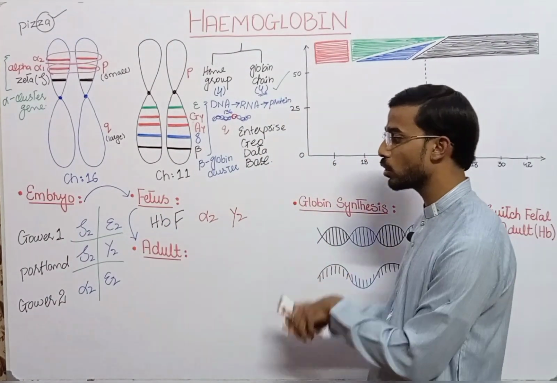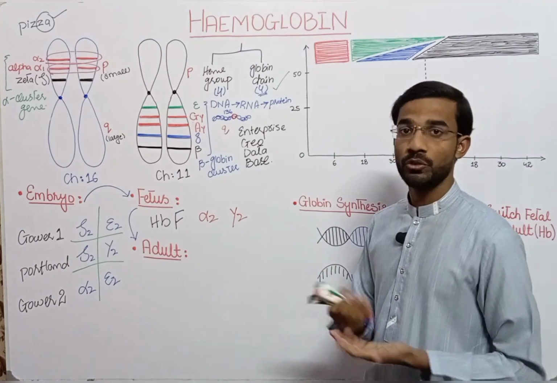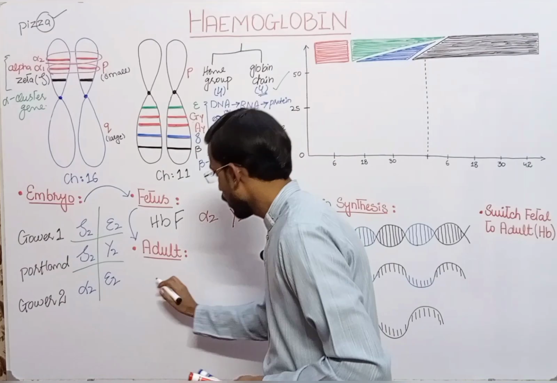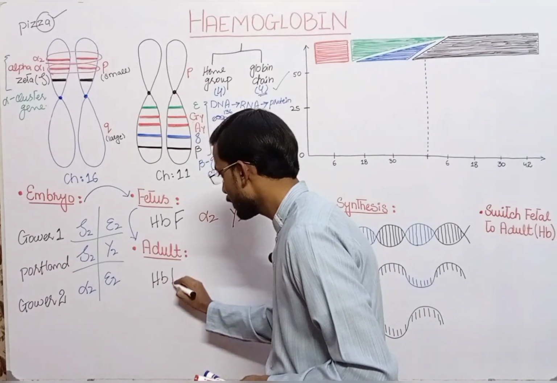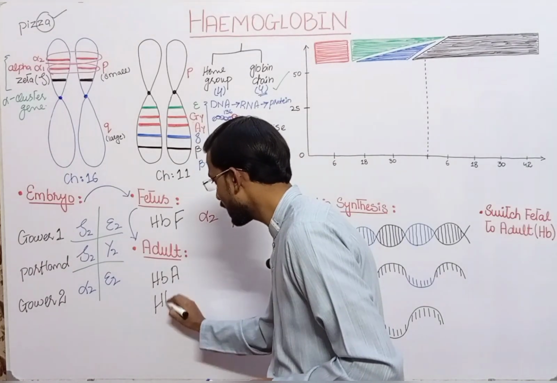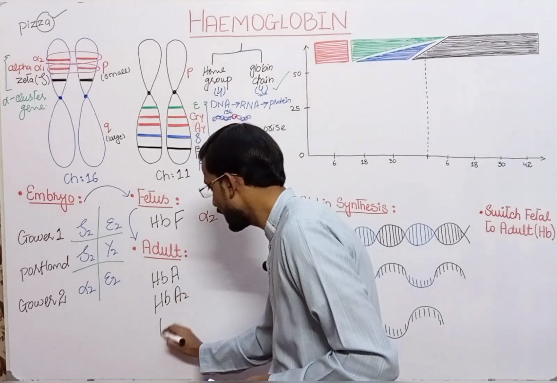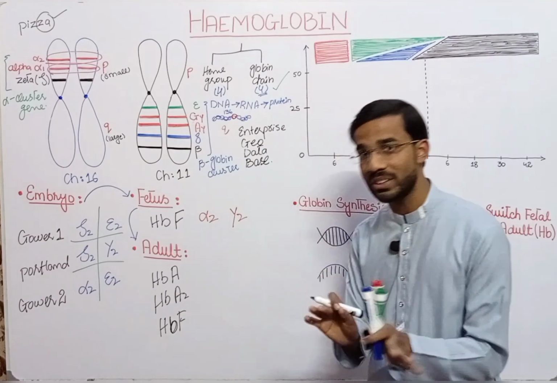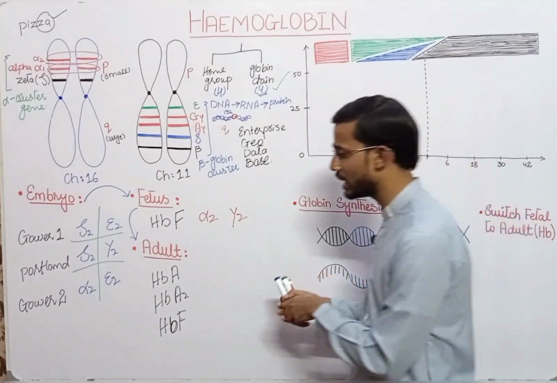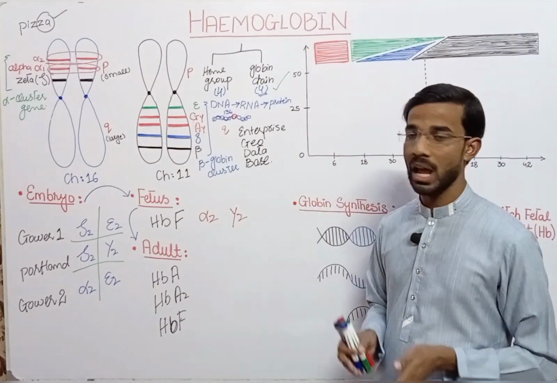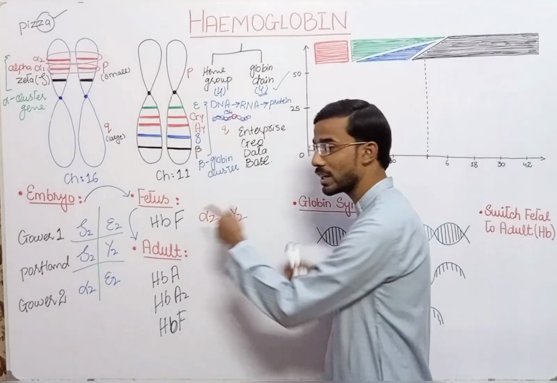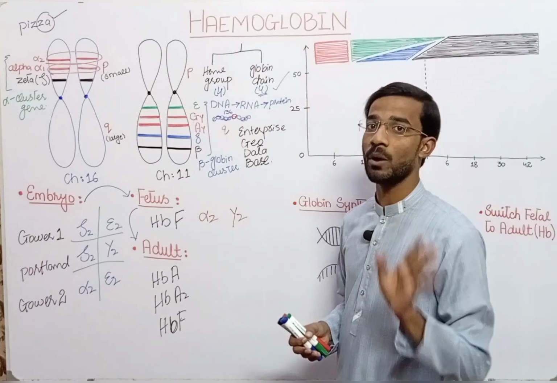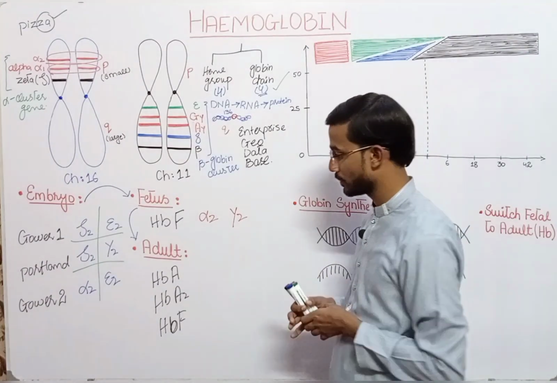And next, if we move forward, the fetus converts into the adult. So what type of hemoglobin is present in the adult? 3 types of hemoglobin are present in the adult: hemoglobin A, hemoglobin A2 and hemoglobin F. But the quantity of hemoglobin F in the adult is very small relative to the quantity of hemoglobin F in the fetus. So this point is very important.